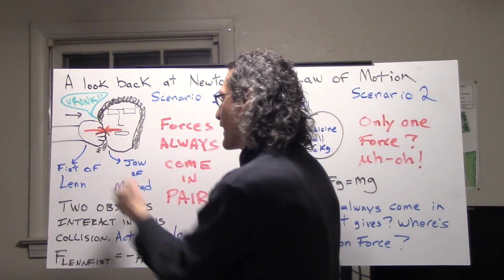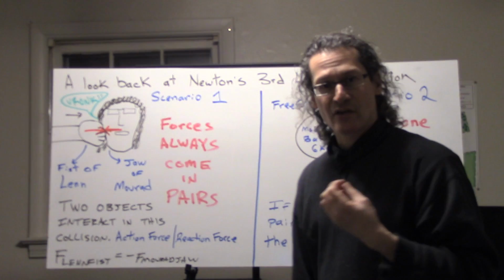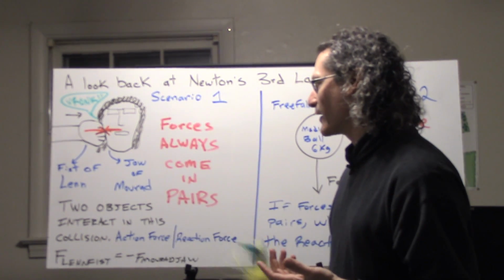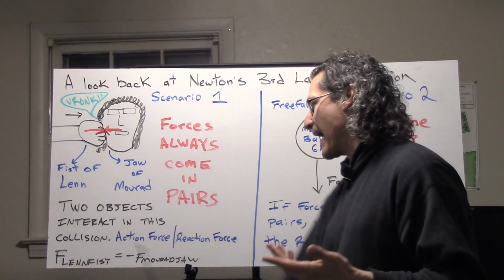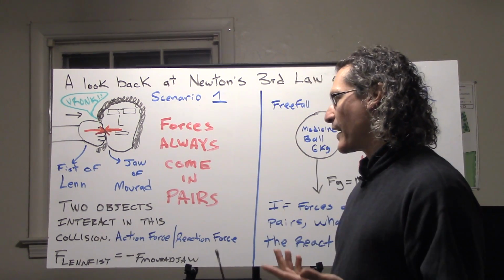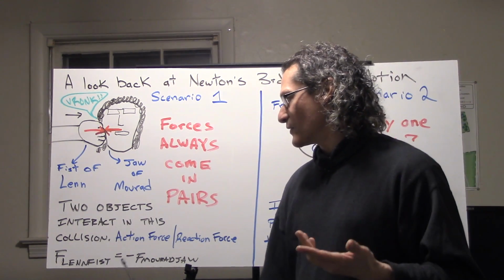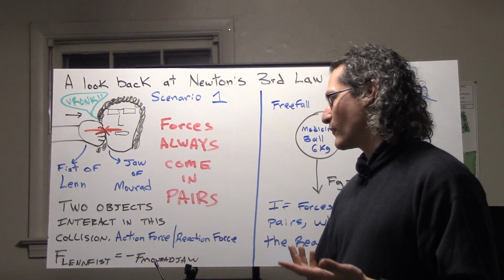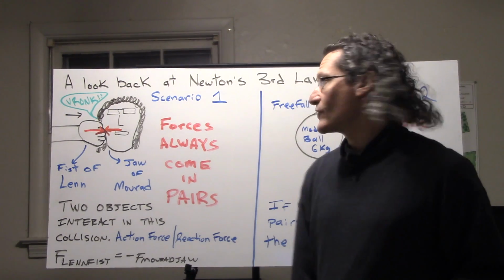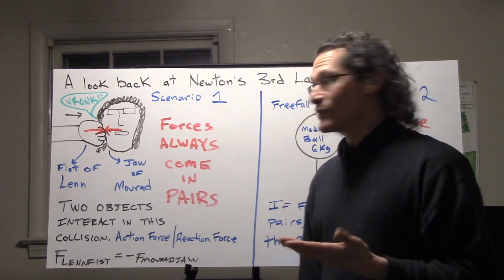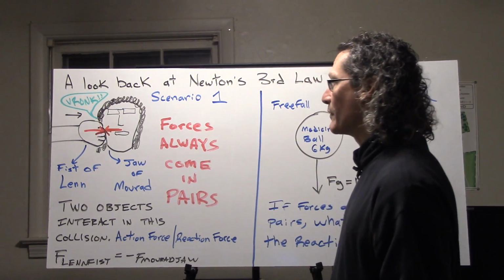And so the fist of Len combines and collides with the jaw of Morad, and two objects interact in this collision. We have an action-reaction force pair. Force of Len's fist is equal to negative force of Morad's jaw. They are equal and opposite. That's what Newton's third law says. It also says in this scenario that forces always come in pairs.